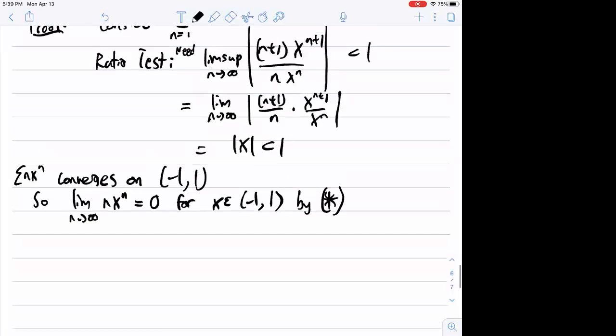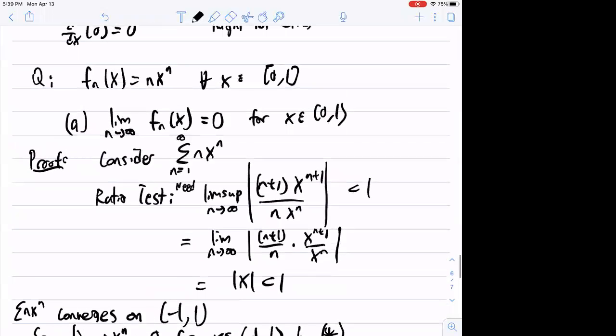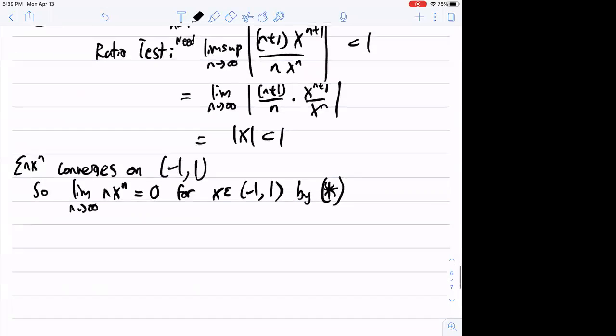So that would be a formal proof. The trick is consider the series and then use ratio tests. But I don't even need -1 to 1, right? I just need 0 to 1, which is certainly included in -1 to 1. Now, the question is, can I swap, right?